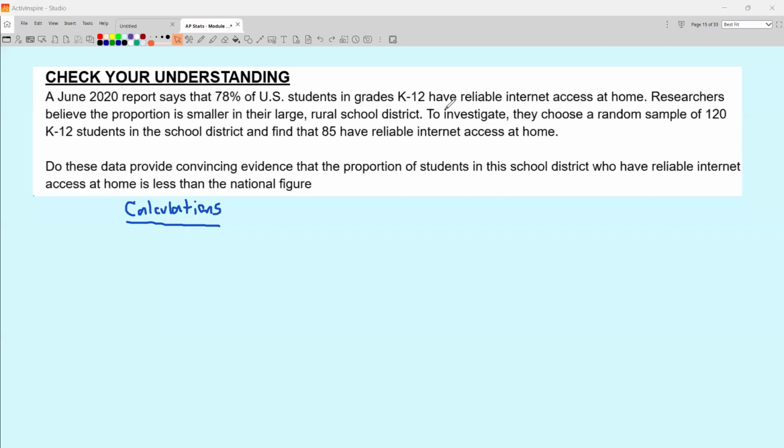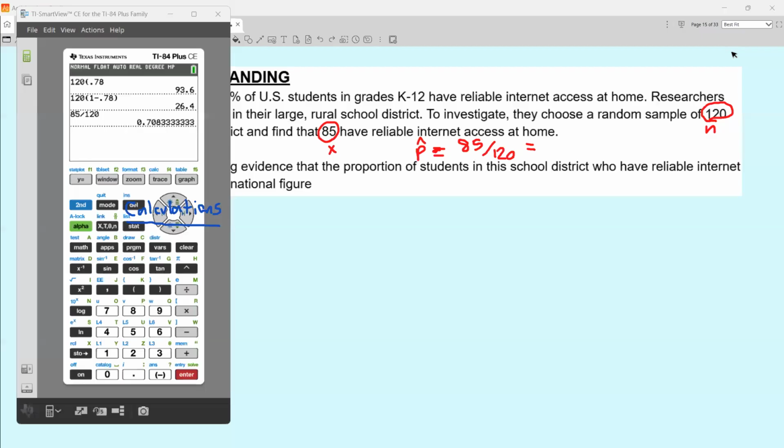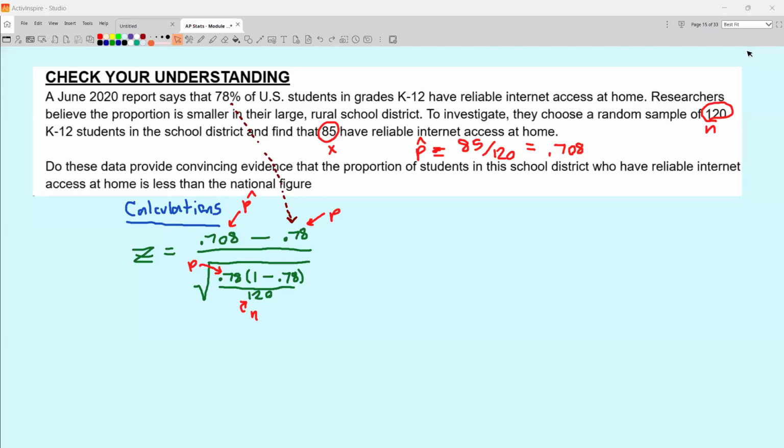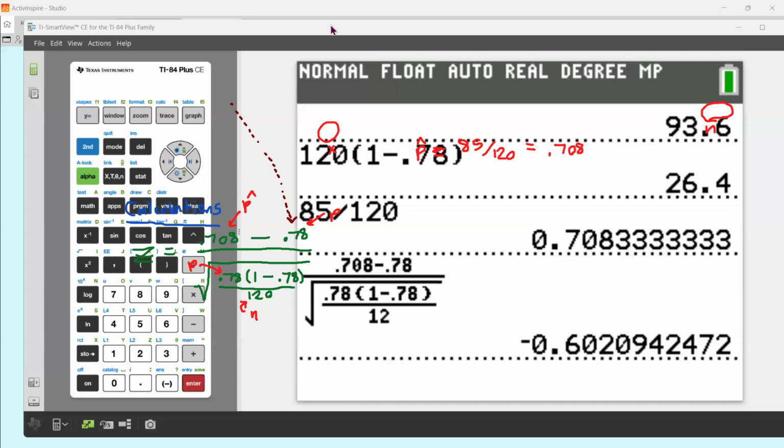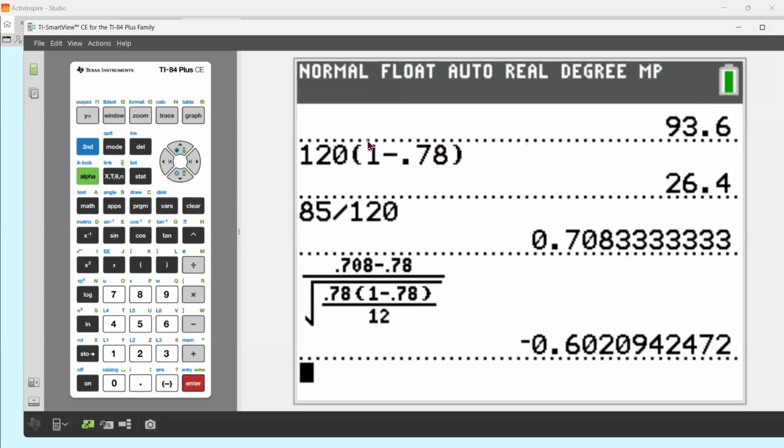Next, let's check our calculations. We have a sample proportion of 85 over 120, which gives us about 0.708. So we'll use that in our test statistic. Remember where things go in your test statistic. Your value is your sample proportion and your mean is your null proportion. And you put your null and your sample size in your standard error formula. Let's go ahead and calculate that. Looks like our z-score is going to be negative 0.602.